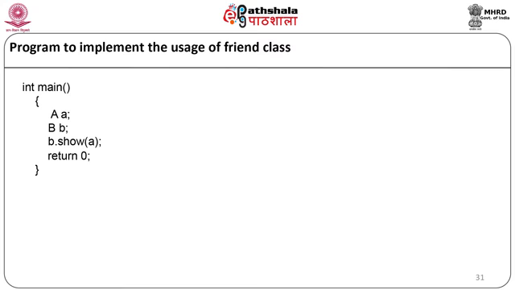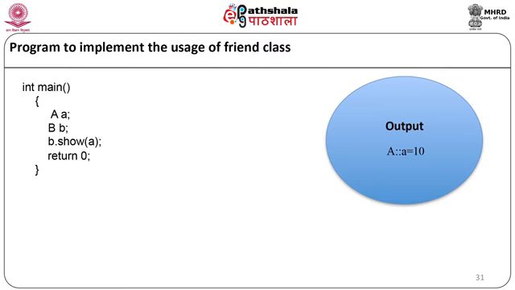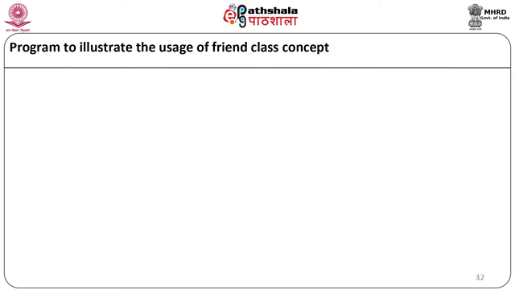Now when the above code is compiled and executed, it will produce the result as A::A is equal to 10. So as you can see, we have seen the usage of a friend class in this particular program. Now let's see the usage of the friend class concept. We will write one more program for the friend class.